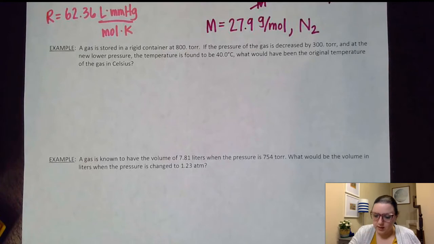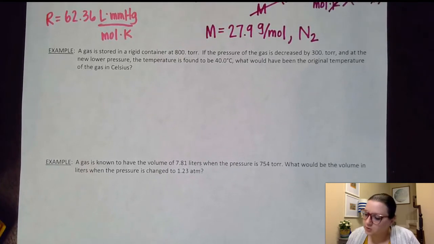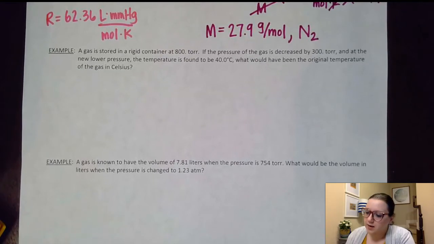It says on this one, a gas is stored in a rigid container at 800 torr. And I'm like, ooh, rigid container, that might mean that my volume is constant. If the pressure of the gas is decreased by 300 torr, and at the new lower pressure, the temperature is found to be 40 degrees Celsius, what would have been the original temperature of the gas in Celsius?